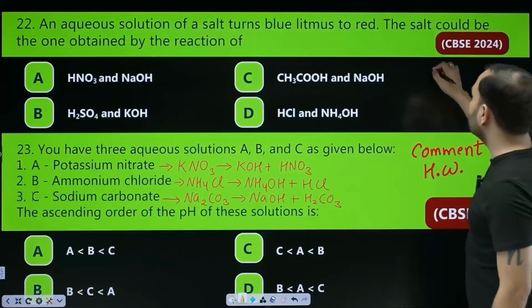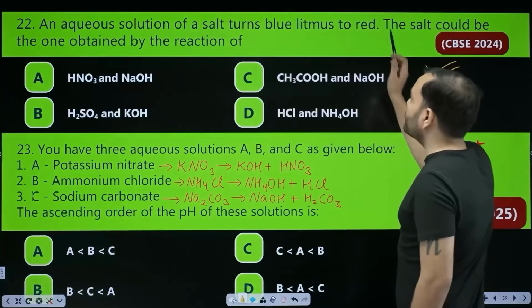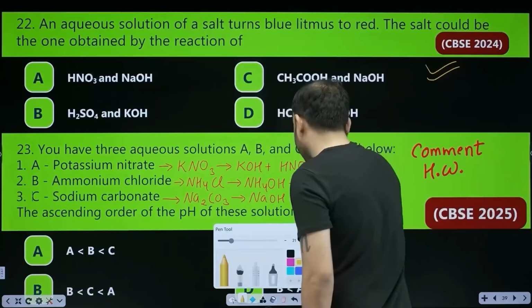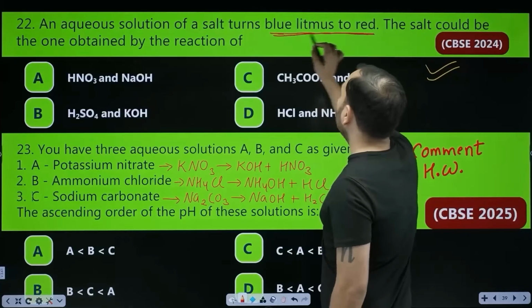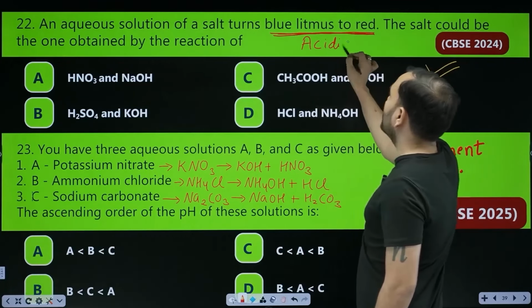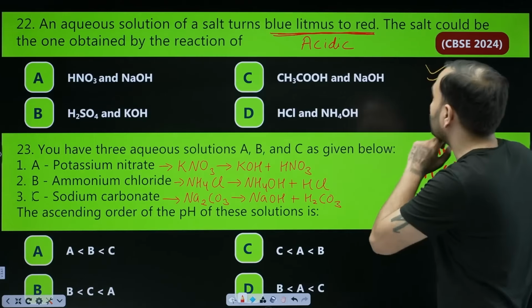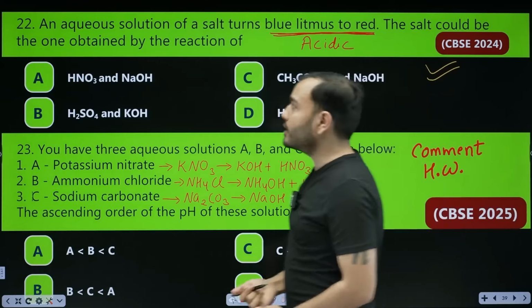Come, let's do a question. CBSE 2024. An aqueous solution of salt turns blue litmus to red. Beta, it turned blue litmus to red. What is the salt like? It's acidic. If a salt has made blue litmus red, then it's acidic. The salt could be obtained by the reaction of which? Now, which would form the acidic salt?